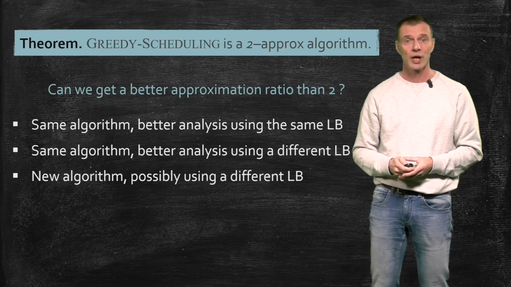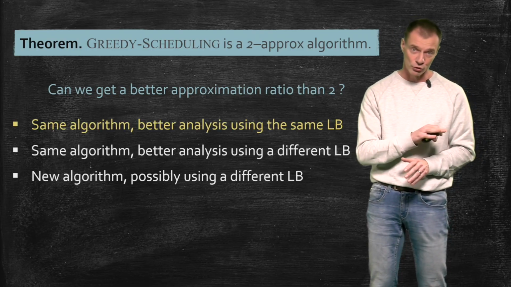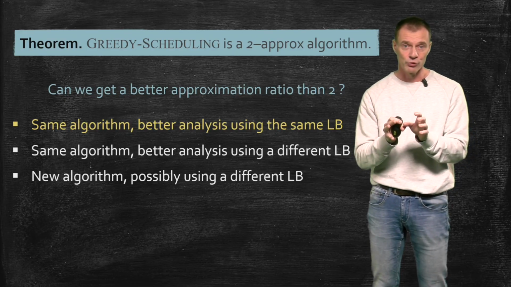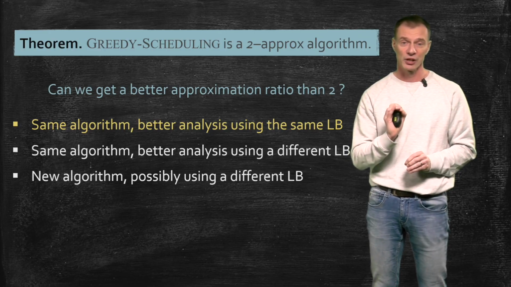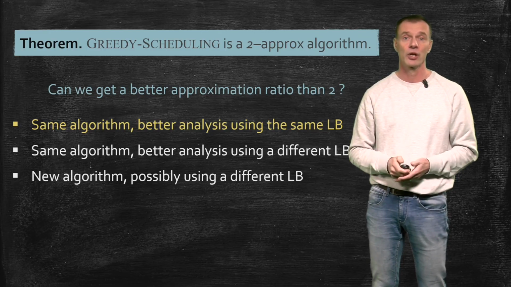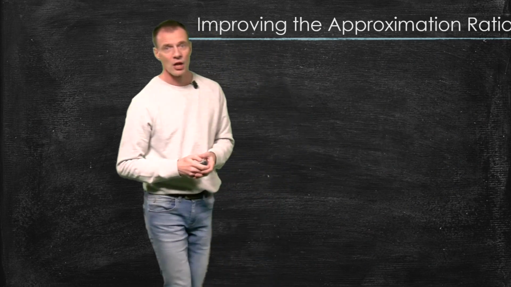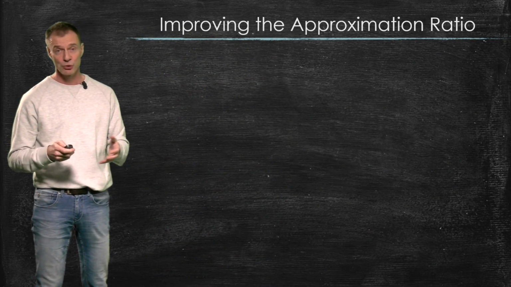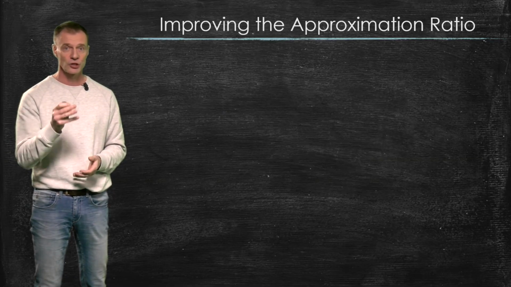So what we're going to do now is the first thing. We're not going to change the algorithm. We're going to look at the same lower bounds, but the difference is we're going to look at the proof and we're going to see that there's one point in the proof where we can actually be a little bit more precise and that way get a better bound. Okay, so let's see how this works. So we want to improve the approximation ratio by looking at the proof and see where we can be a little bit more precise. So let's look at the proof.